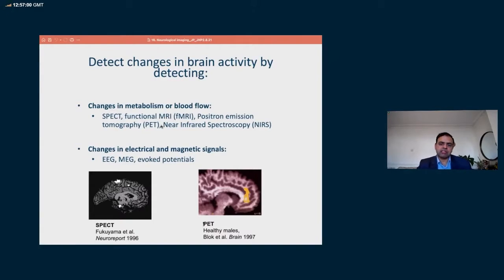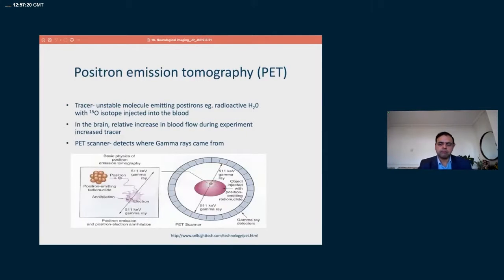Or to detect changes in brain activity, you could look at changes in electrical activity and magnetic signals. So either EEGs or magnetoencephalography, MEGs, or even the evoked potentials that you heard about earlier, which is a form of imaging, but looking at electrical signals rather than changes in blood flow or metabolism. Now we focus on just imaging, either PET or fMRI, today.